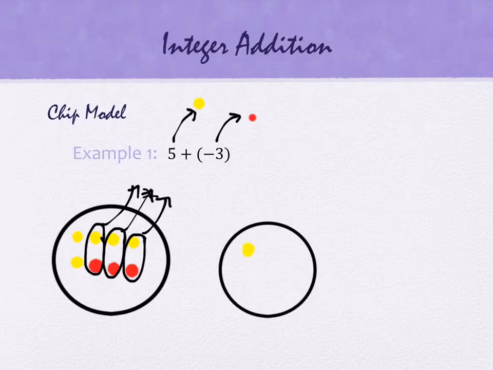And what value is that? I mean, these are equal. The first one's equal to the second one. What number value does this equal? 2. Positive or negative? Positive, because my yellow chips are my positive number.